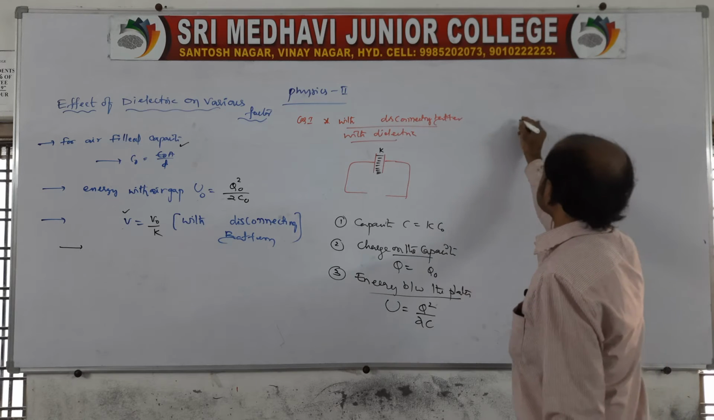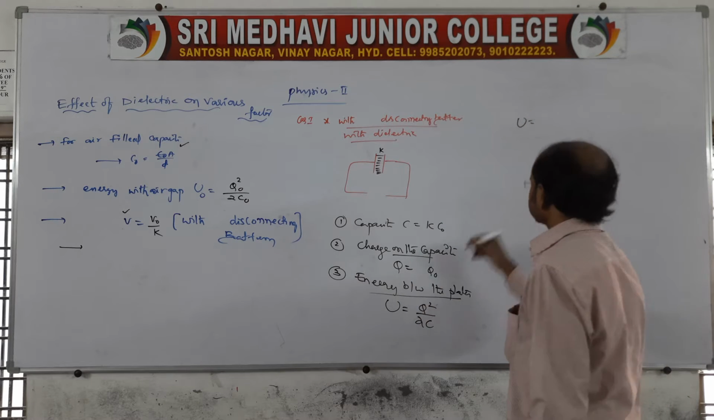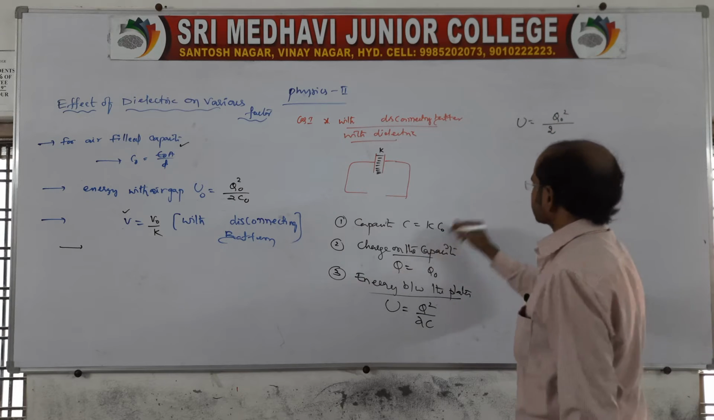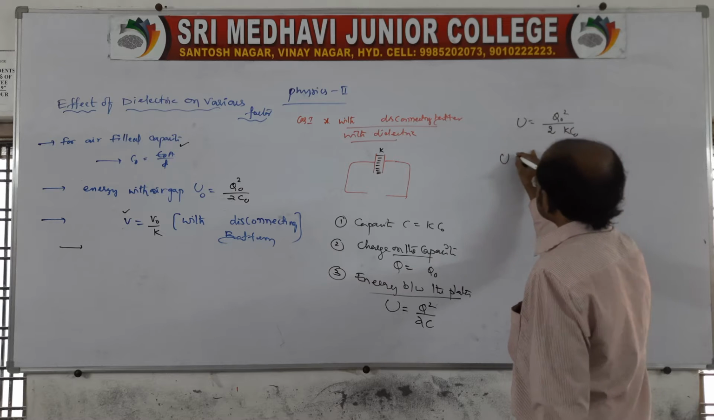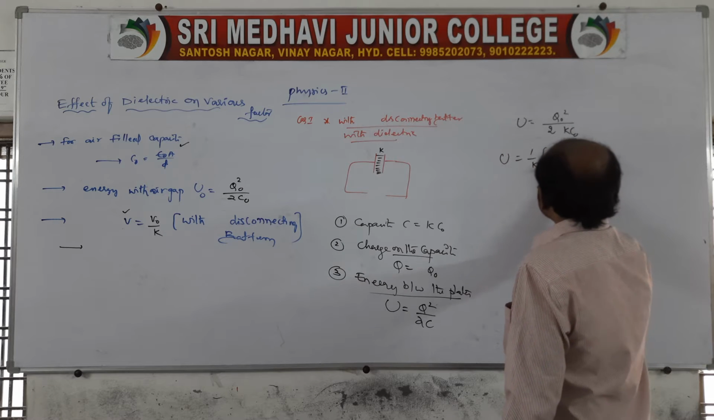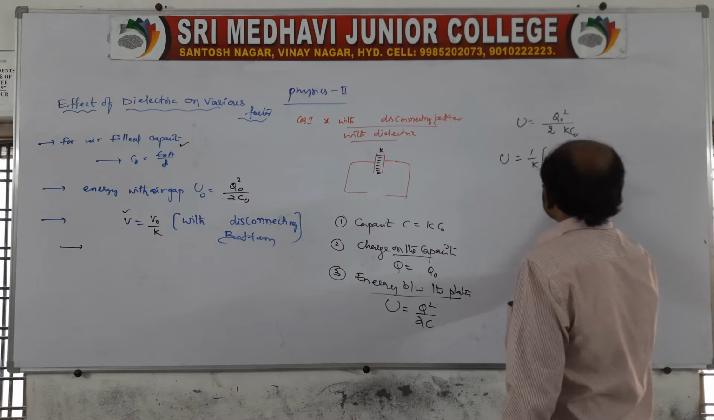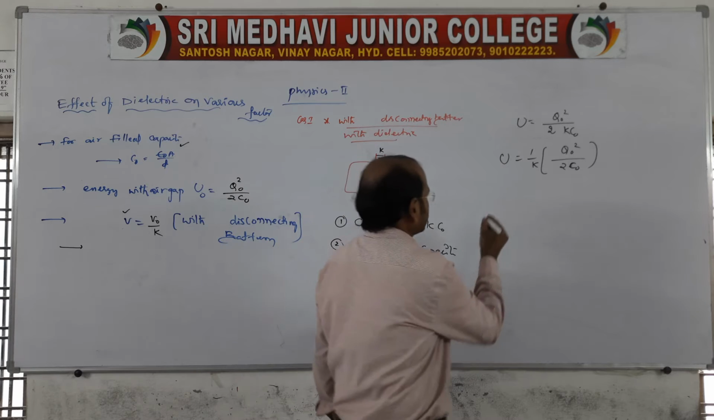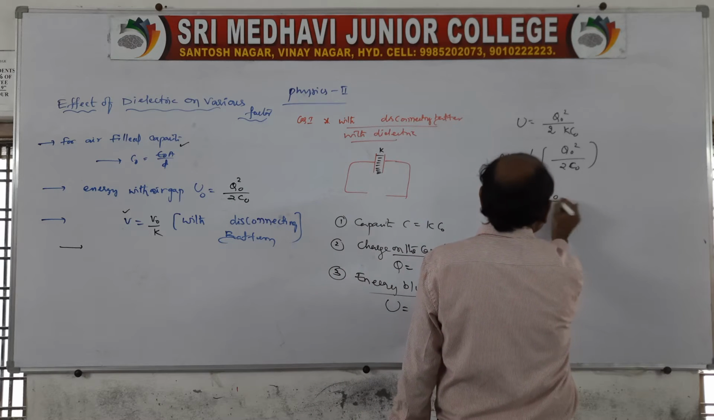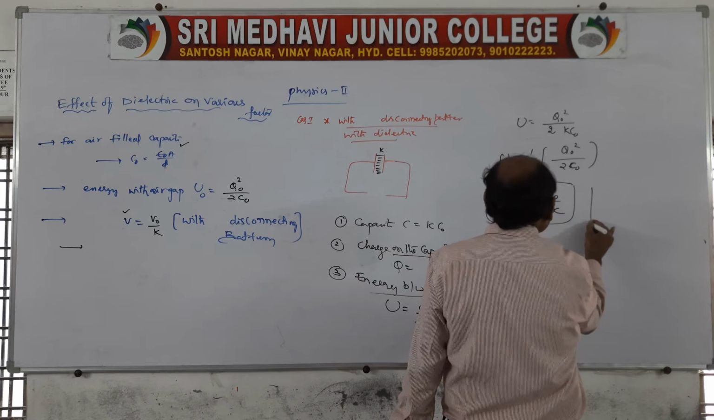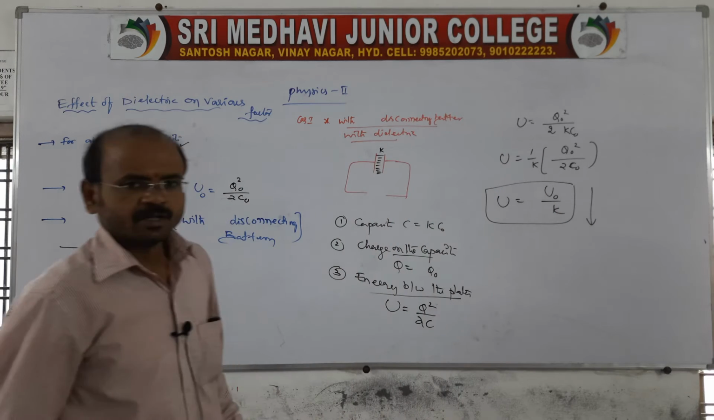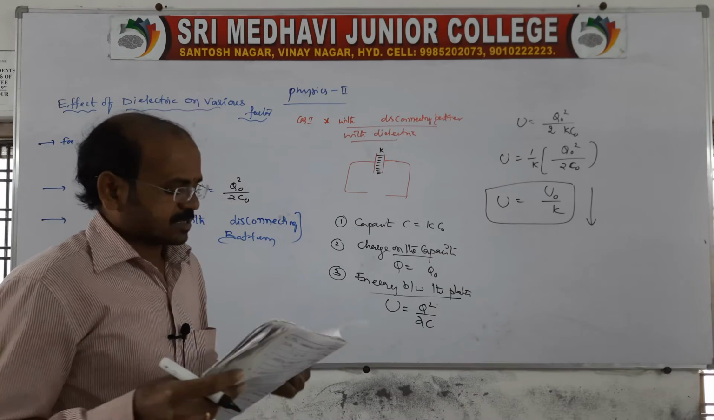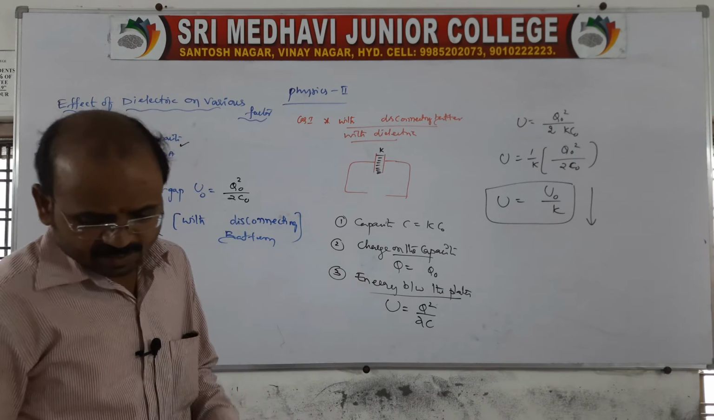So here U is equal to Q square by 2C, where Q is Q naught and C becomes K C naught. So U is equal to 1 by K into Q naught square by 2C naught. Q naught square by 2C naught is nothing but U naught. So the energy is U naught by K, that is, the energy reduces by K times. Very simple. When the battery is removed, the energy is reduced by K times.